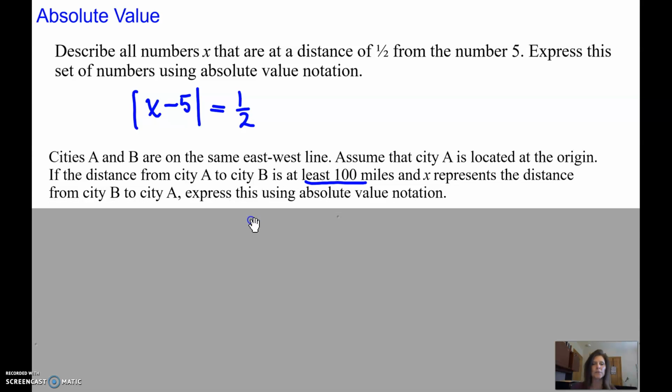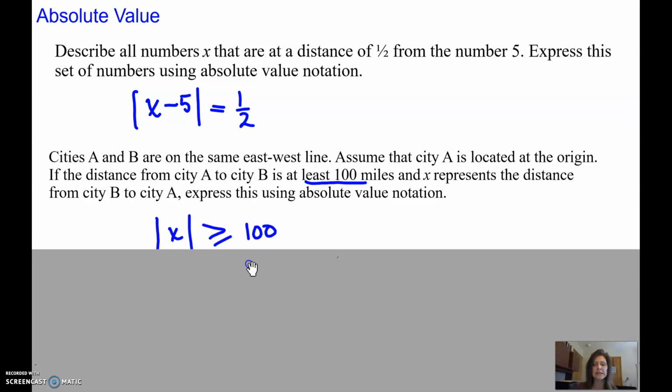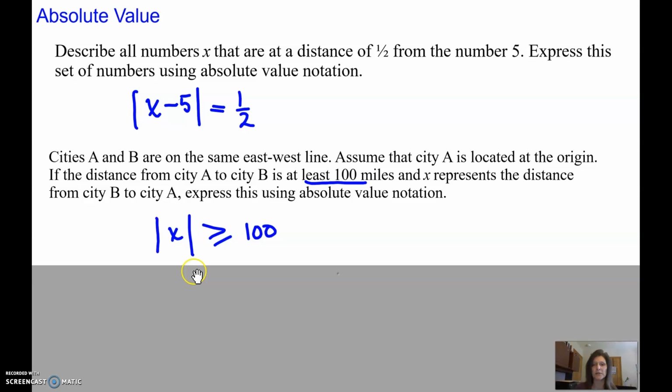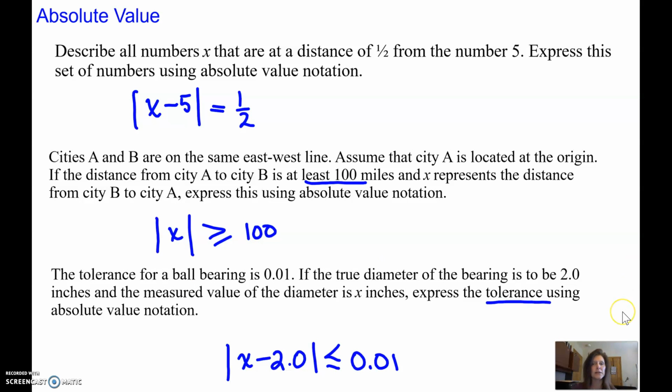All right, let's take a look at another one. What if we have cities A and B on the same east-west line? A is located at the origin, and the distance from city A to city B is at least 100 miles, and x represents the distance from B to A. How would I use absolute value notation to demonstrate that? The key part here is that the distance is at least 100 miles. So if x is the distance, I would say the absolute value of x is at least, so greater than or equal to 100.